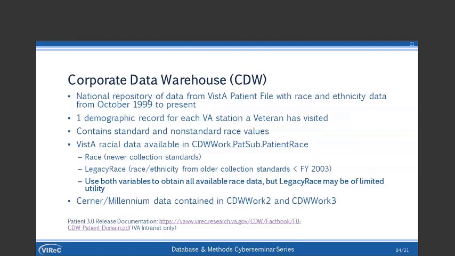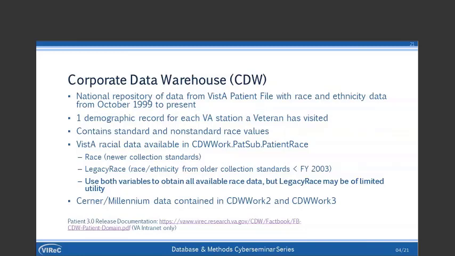So our VISTA data in the CDW is a national repository with race and ethnicity data from October 1999 to present. It contains one demographic record for each VA station a veteran has visited. It can contain standard and non-standard race values, where standard values would be one of the 5 categories that we had previously mentioned. And then VISTA racial data are available in the PAT-sub.patient race table in CDW VIReC.